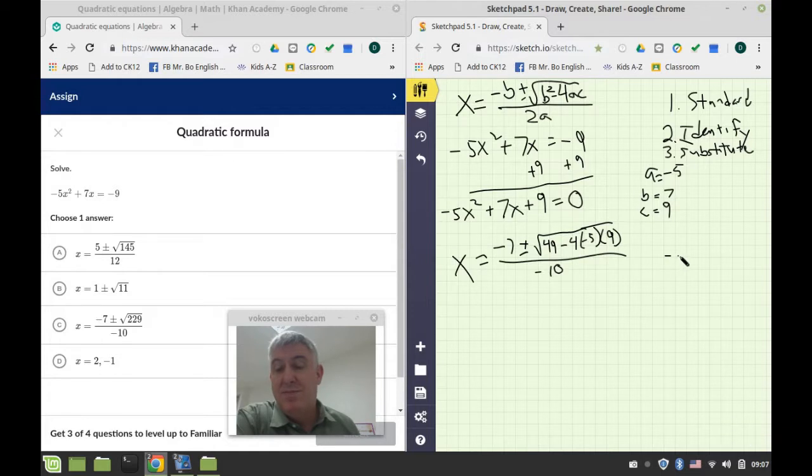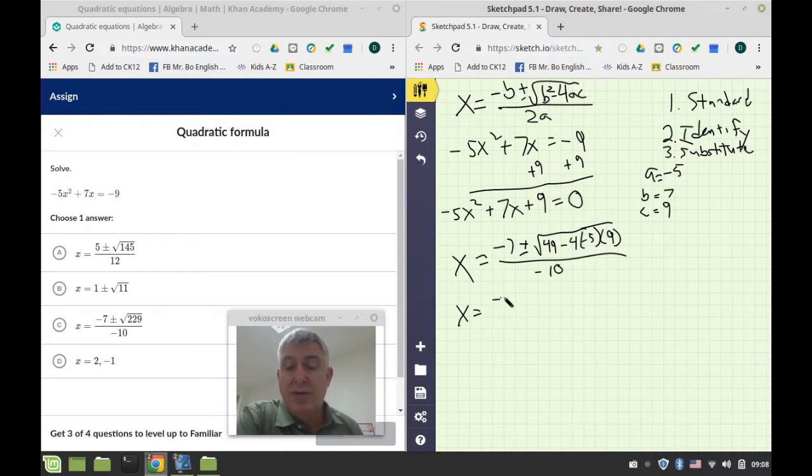It's 2 times negative 5 here. So I just did that in my head. Apologize if I went too fast. So now we need to simplify this part under here.